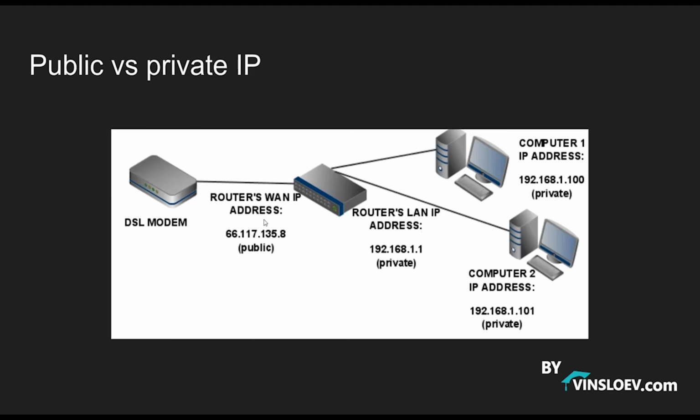Then we have the public IP, which is the one that is showing outside to the world. So this is the IP that the internet web pages that you visit will have in their logs when you're connecting to them, or whoever you communicate with on the outside will see this IP, because this is your public IP given to you by your internet service provider. So this is the difference between the public and the private IP.